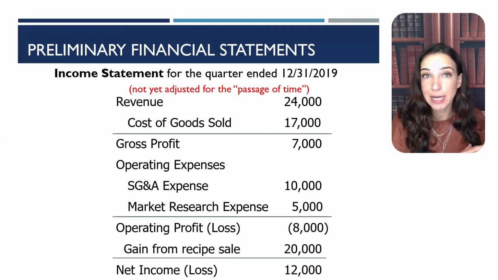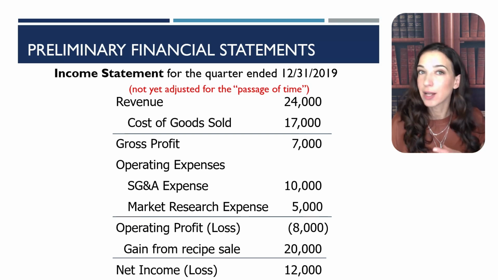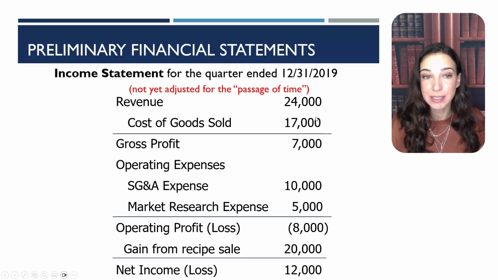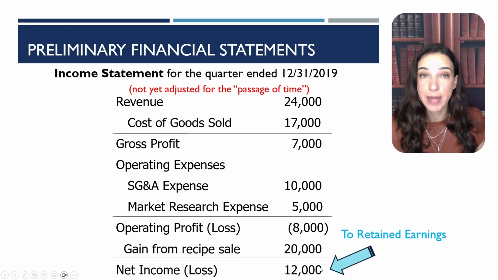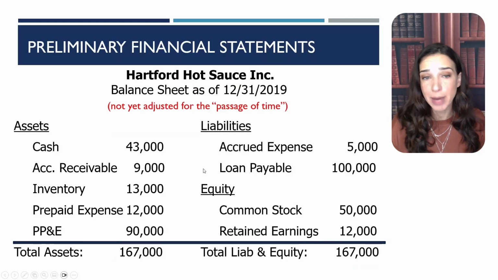We can pull all of the transactions that we covered in the prior video and in this video in a baby income statement. So Hartford Hot Sauce now has some revenues. They have some expenses, cost of goods sold, SG&A expense. That included the rent and workers, market research expense. They are not making profit. They have an operating loss right now. So I'm showing that as a negative number. But they do have a one-time non-recurring incidental item, gain from a sale, $20,000. So as a result, they have a net income of $12,000. That's how much the retained earnings should increase. So if we build out a baby balance sheet, then the retained earnings is in fact $12,000.